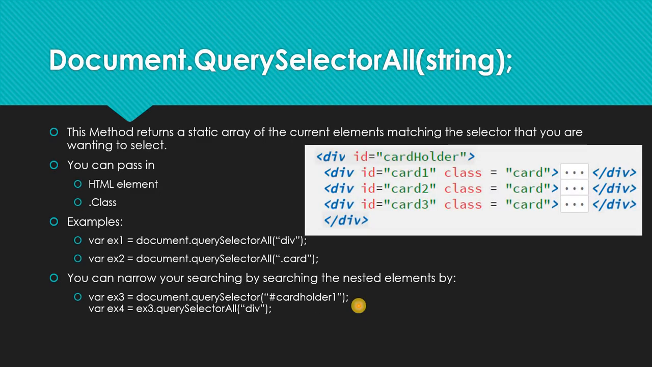Query selector all. This method returns a static array of current elements that are matching the selector that you're wanting to select. So you can either use an HTML element or a class in this method. IDs don't work because the IDs have to be unique in order for that to work. So that would not work for query selector all in that case.